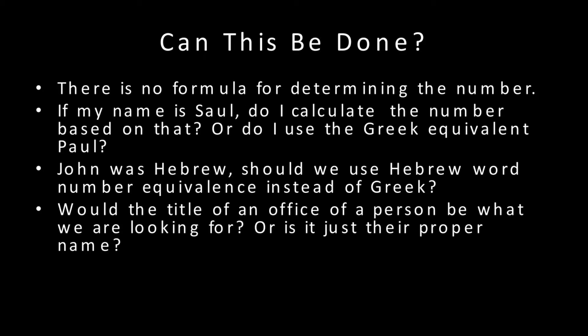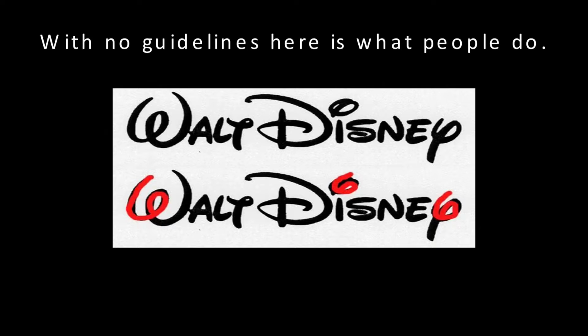But John was a Hebrew, so should we use Hebrew word number equivalency instead of Greek? Are we looking for a title of an office or just the person's proper name? Do we have his middle name included, or do we exclude that? We don't know. There's no formula given for how to determine 666. And without a formula, here's what people do.